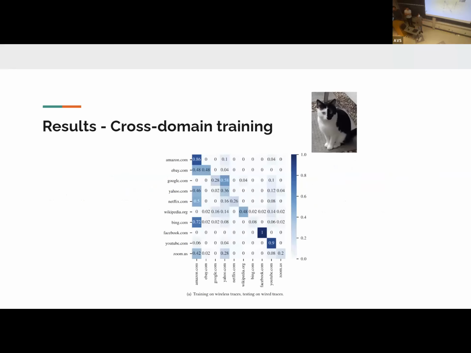The authors also evaluated something known as cross-domain training, where they train on wireless traces, but maybe try to evaluate on wired traces to see if there's any difference. So here's a confusion matrix showcasing the result. The diagonal of the confusion matrix essentially shows a tendency of a website to be classified by itself. For example, in this case, there's an 86% chance for Amazon to be correctly classified. On the other hand, a website like Bing, for example, in 72% of the times, it's actually misclassified as Amazon.com. So we can see that this cross-domain training works for some websites, but not for all of them.